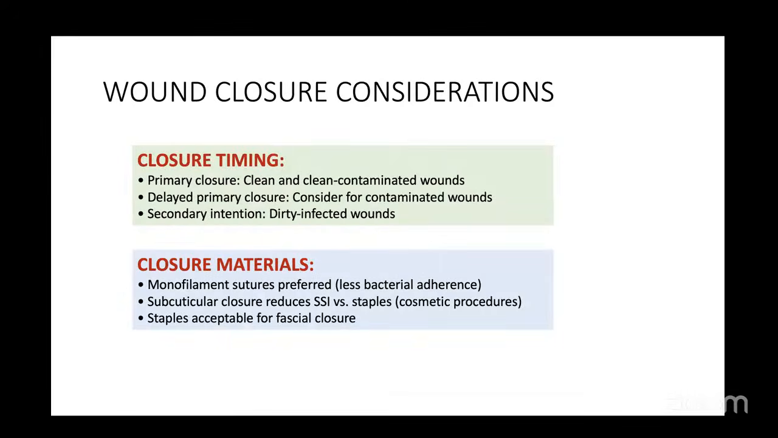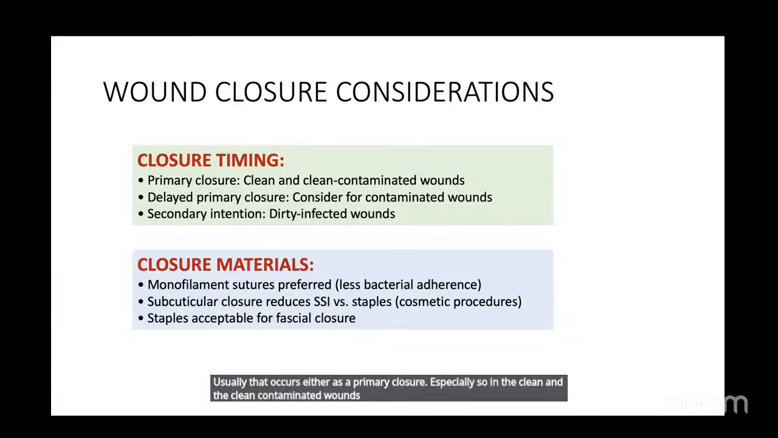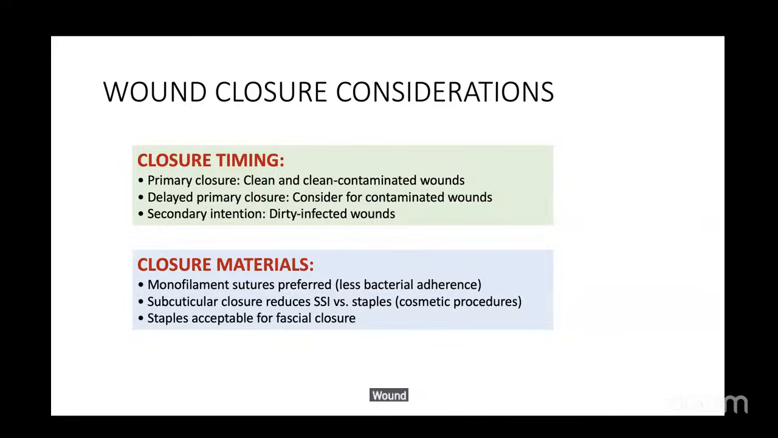Wound closure is by three methods. It usually occurs as a primary closure, especially in clean and clean contaminated wounds. Here, the chance of wound infection is, like we said, about 1 to 7%.